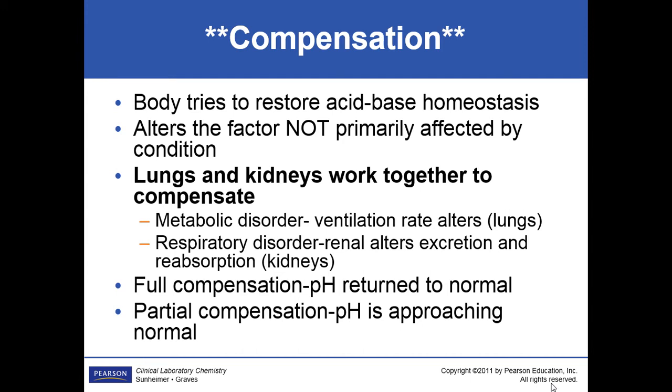See, we only have a small window of what's normal. And our body works very hard to keep it in that small window. So as we see it changing, as the alternate component kicks in, we're going to start to see some partial compensation when this pH over here is approaching normal of 7.40, excuse me, okay? Once it reaches it, then it's considered fully compensated when it gets back to normal, okay?